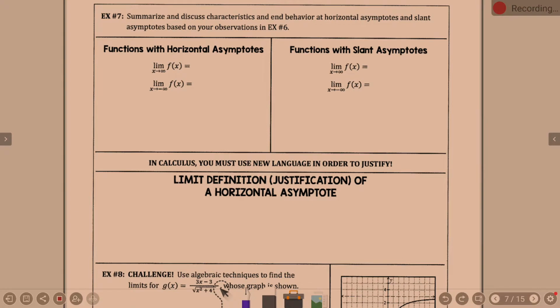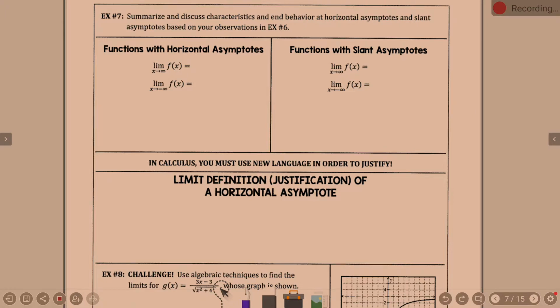We summarized and discussed here. So based on observations of 6, as we looked at those limits as x approaches positive infinity or negative infinity, they were always equal to, well, the first two, a and b, which had the horizontal asymptotes, they were equal to the horizontal asymptote, yes?